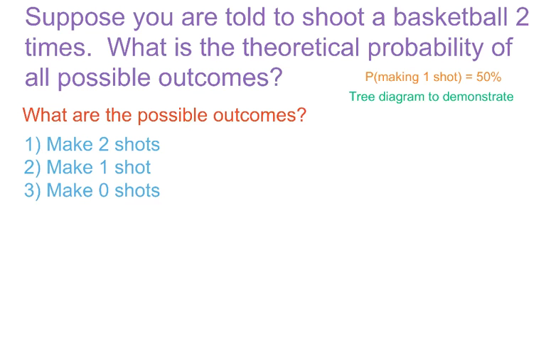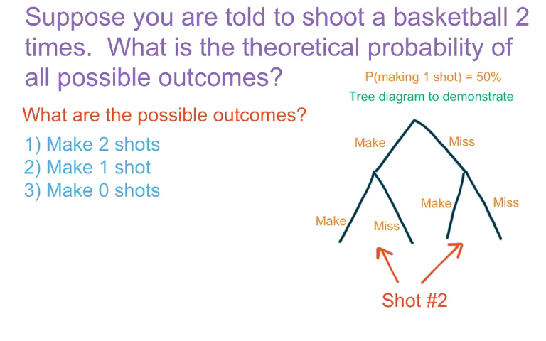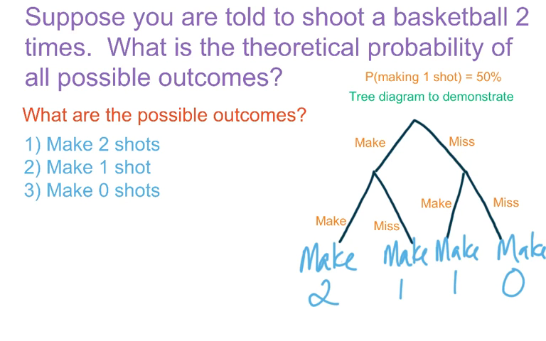So let's look at a tree diagram to demonstrate. Taking the first shot, you're either going to make it or miss it. Then you will take another shot after you make, or another shot after you miss, which represents shot number 2. The path where we have 2 makes is along this path here. Make, miss, or miss, make represents making 1 shot. And 2 misses represents making 0 shots.